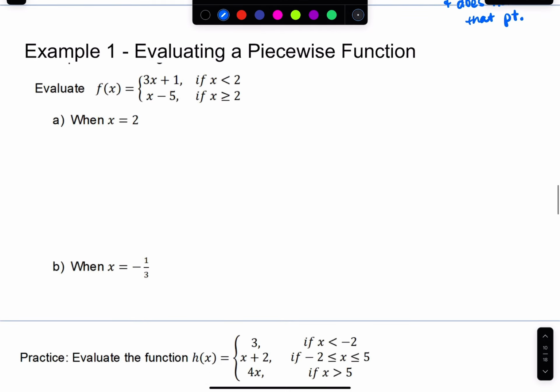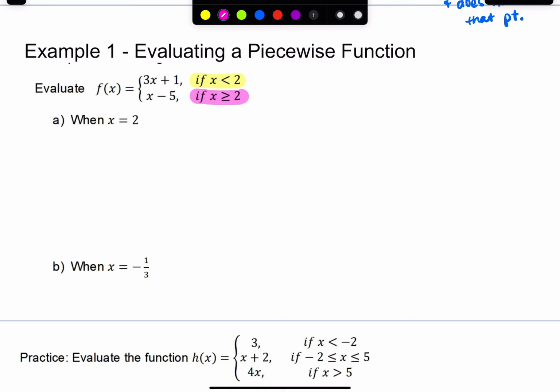All right, example 1. So we have two things that we can do with a piecewise function. We can evaluate it, or we can graph it. The first thing we're going to do is evaluate. With evaluating, you have to know which equation you're working with. So what you're going to do is you're going to look at these intervals right here to determine which equation to use.